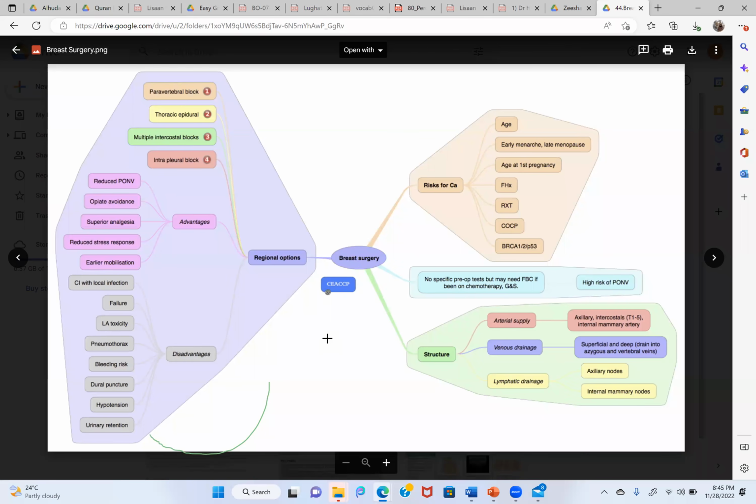Okay, so they have put some words about the structure and advantages of regional anesthesia: reduced PONV, opioid avoidance, superior analgesia, reduced stress response, like in any other surgery. And disadvantages: there are chances of pneumothorax, and there may be bleeding risk. Some of these are also related to the surgery, and they have mentioned complications and disadvantages related to all four techniques mentioned here.